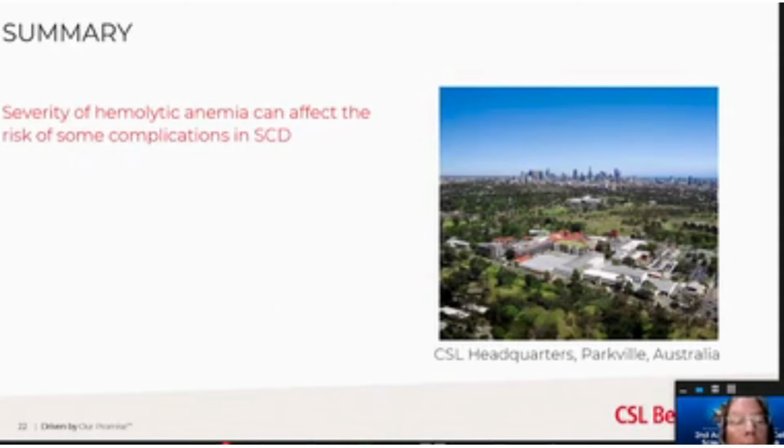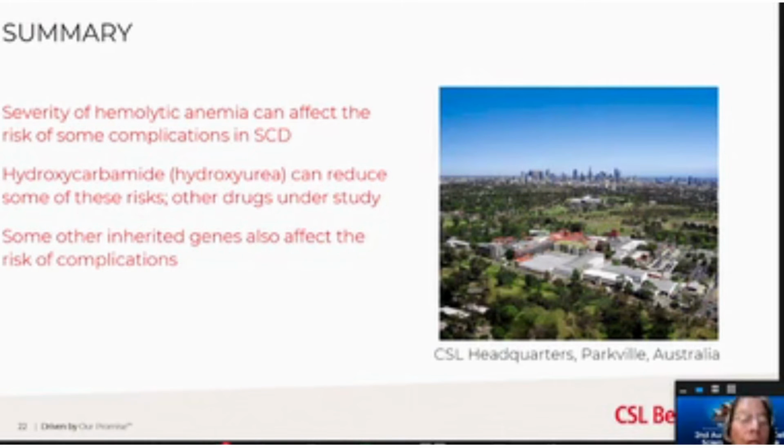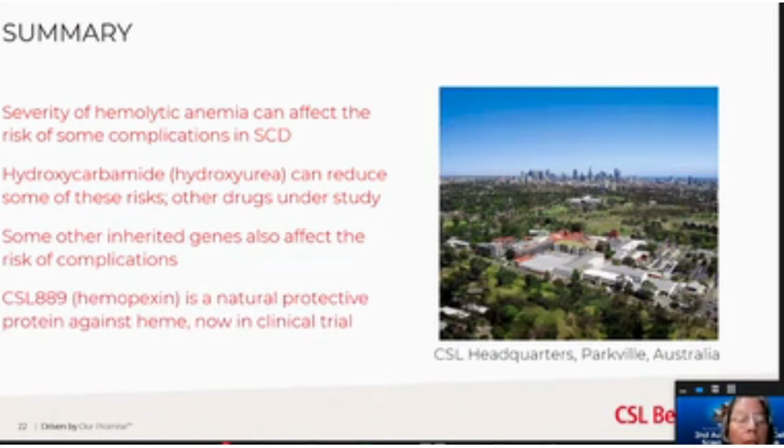So in summary, the severity of hemolytic anemia can affect the risk of some complications in sickle cell disease, and hydroxycarbamide or hydroxyurea can reduce some of these risks, and other drugs are under study. Some other inherited genes also affect the risk of complications, some of them through the degree of hemolytic anemia that we've discussed, and some that act through different pathways that are independent of the anemia aspect. And CSL889 or hemopexin is a natural protective protein against heme that's now in clinical trial.